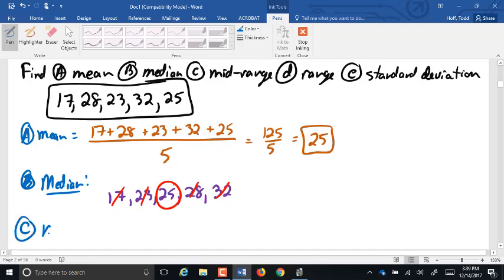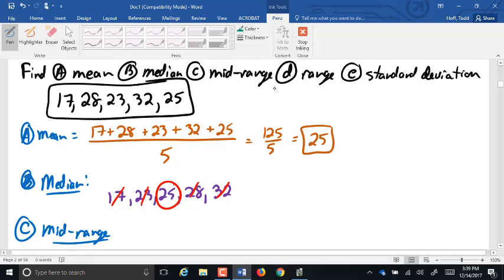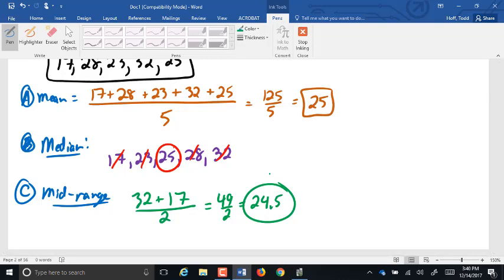So C for the mid-range. The largest number is 32. We add that to the smallest number of 17, and we divide by 2. Well, 32 plus 17 is 49, divided by 2 is 24.5. Slightly different, but still very close to our mean and our median.